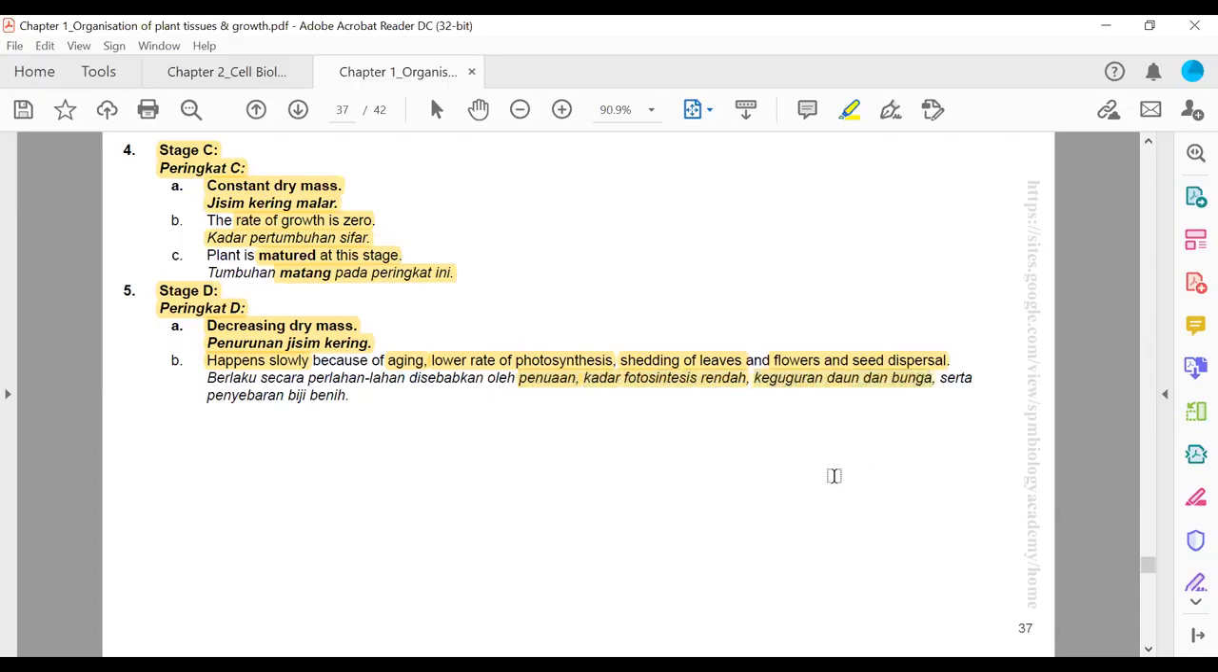Of course, when the flower and seed, when the fruit falls, their dry mass will decrease, dan penyebaran biji benih. So they produce fruit. Later the fruit will fall down. When the fruit falls down from the plant, of course, the dry mass of the plant will decrease because daun-daun kering jatuh, buah jatuh, bunga jatuh, seed jatuh. So their mass will decrease.